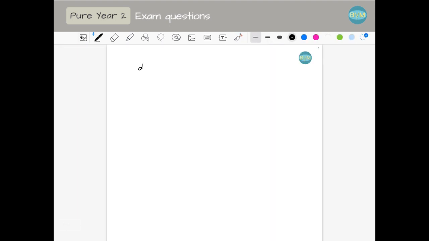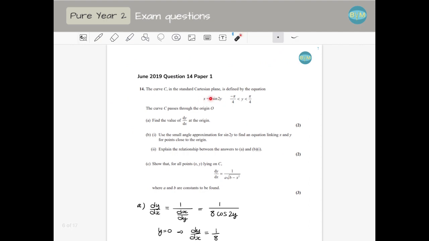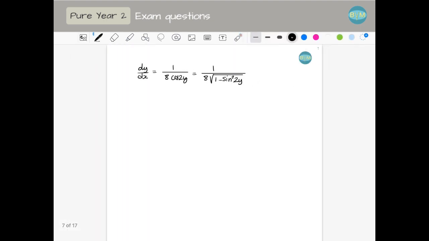So if we have dy by dx is 1 over 8 cos 2y, we can write cos as the square root of 1 minus sine squared, which means cos 2y would be the square root of 1 minus sine squared 2y. And we know that sine 2y is x divided by 4, from the function. So this is using the identity sine squared plus cos squared is 1.